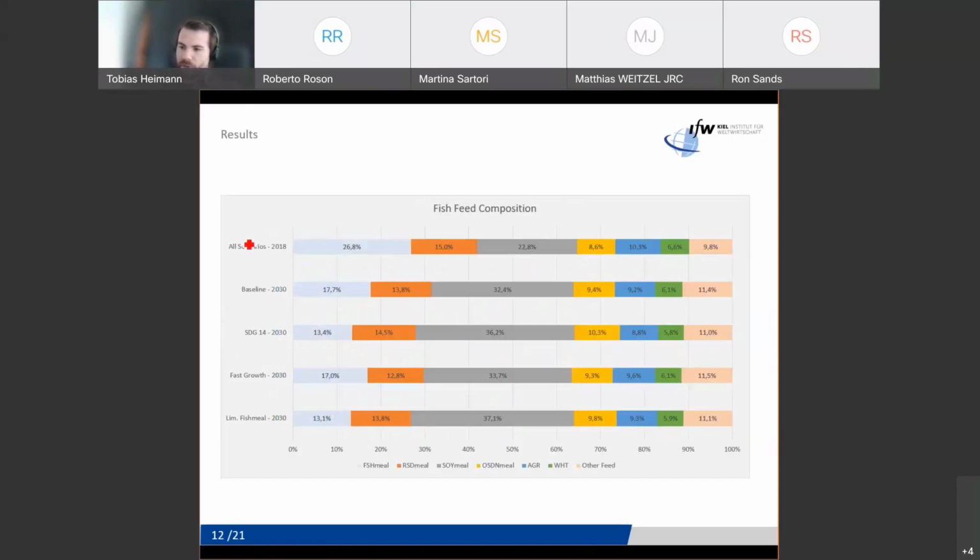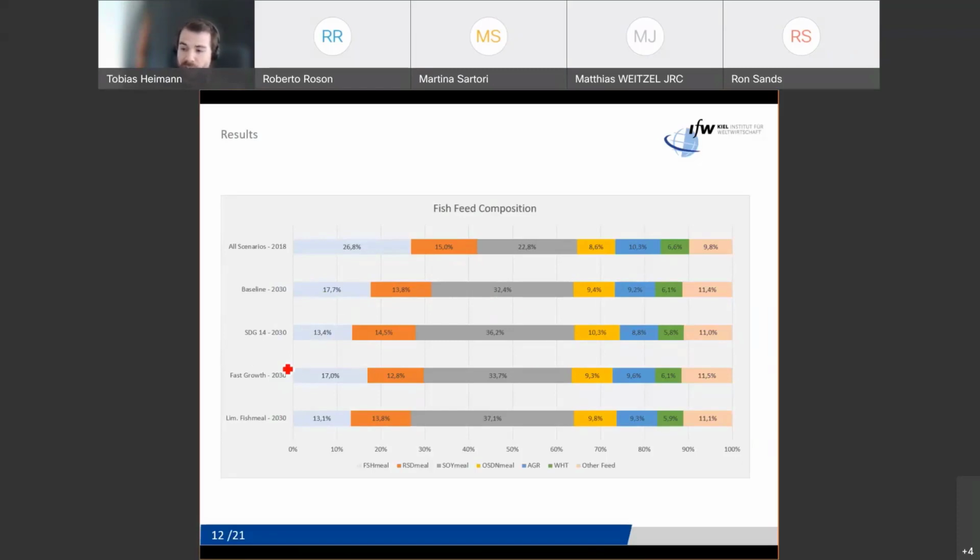This is our fish feed composition. So it's the same for all scenarios in 2018. And afterwards, we run the different scenario specifications. So already in the baseline, because fish meal gets so expensive, the share of fish meal in the fish fodder composition is reduced to 17%, and it's mainly substituted by soybean meal. When we limit capture fisheries, fish meal gets even more scarce and more expensive, so the share drops to 13%.